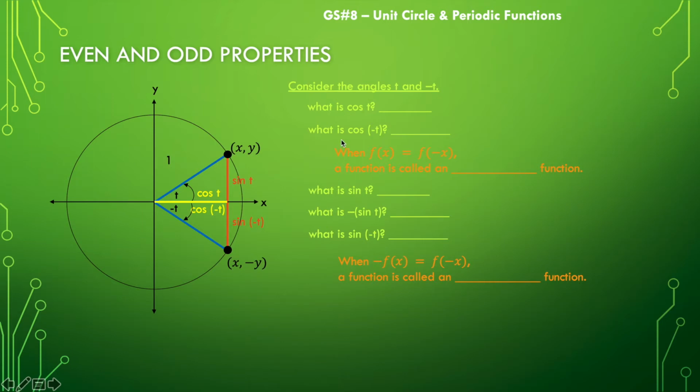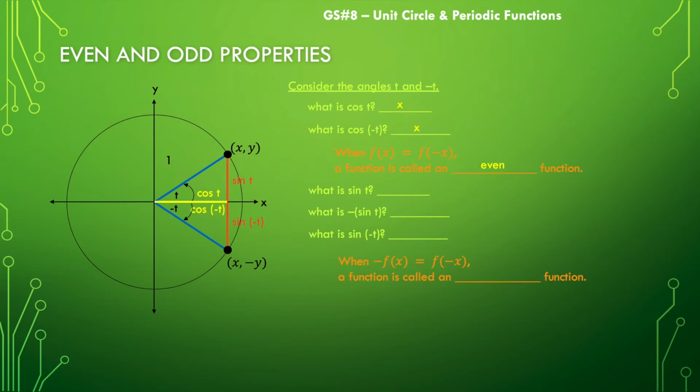So if we look at cosine of t, we can tell that since this is on the unit circle, we're just interested in the x value. Right? And if we're looking at cosine of negative t, again, we're just looking at the x value. So when f of x is equal to f of negative x, we call that type of function an even function.